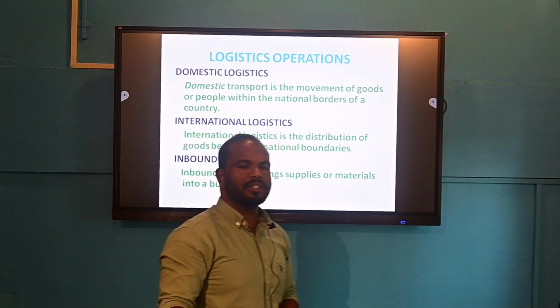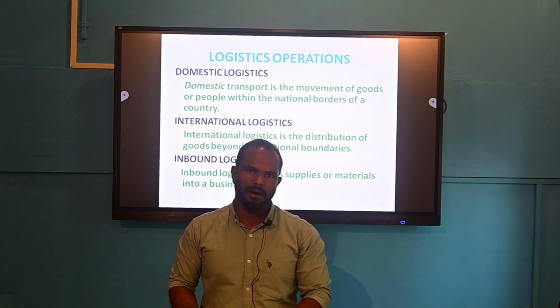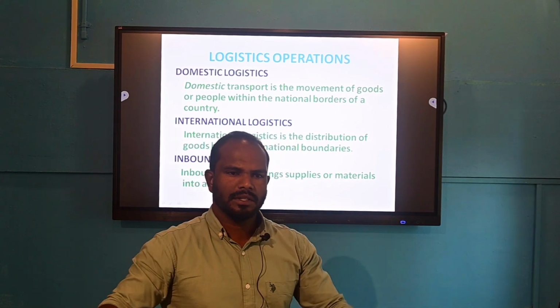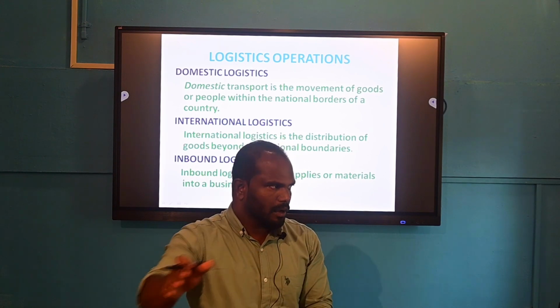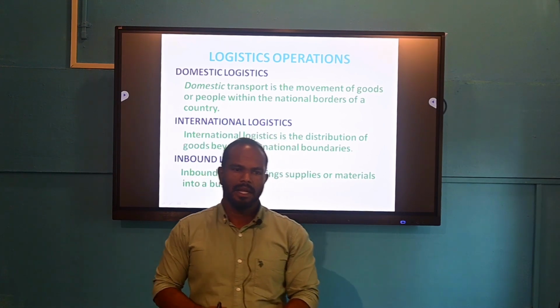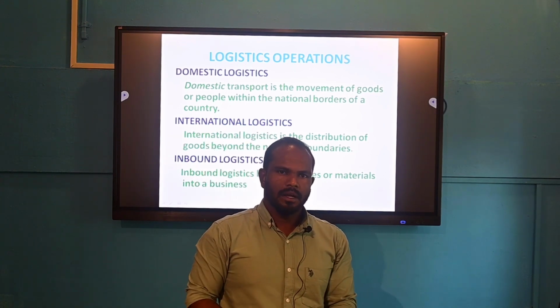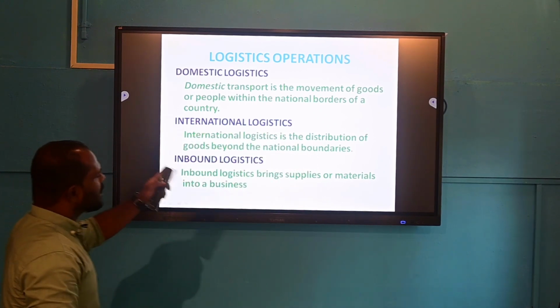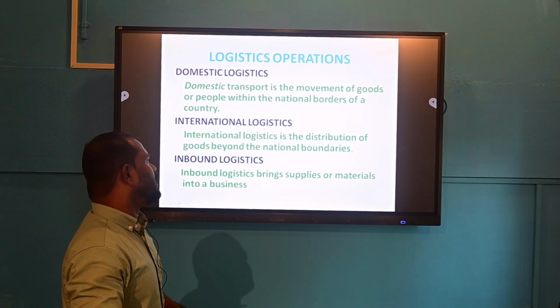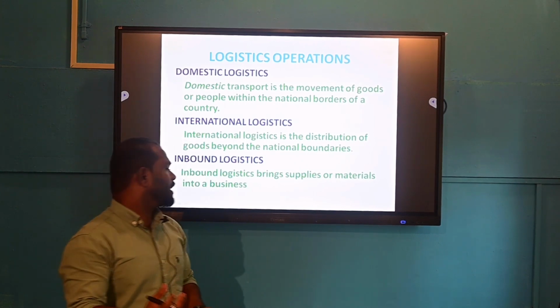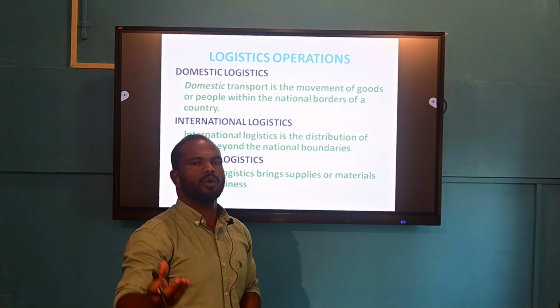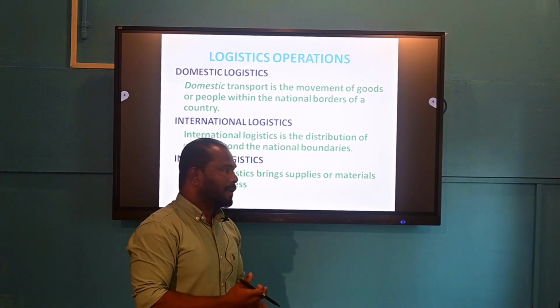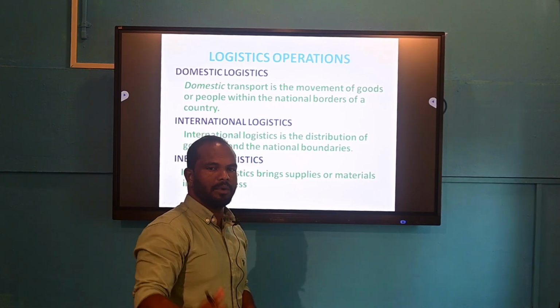Compared to international logistics, domestic logistics is easier and simpler, because we can use the same currency and the same legal system, which do not affect domestic trade. Next one is international logistics. International logistics is the distribution of goods beyond national boundaries. When a customer sells a product from India to Dubai, it is known as international logistics. The best examples of international logistics are export and import.